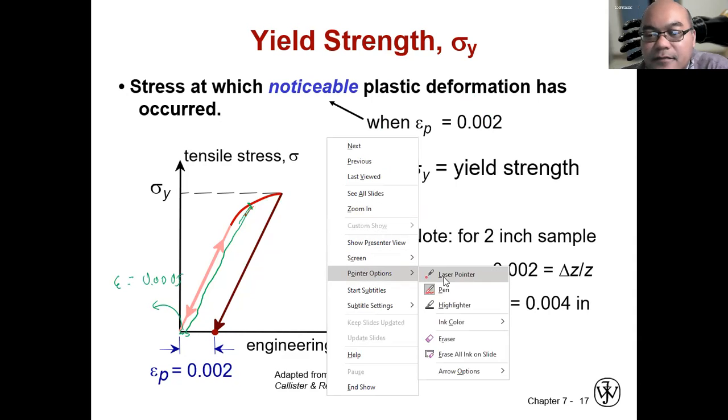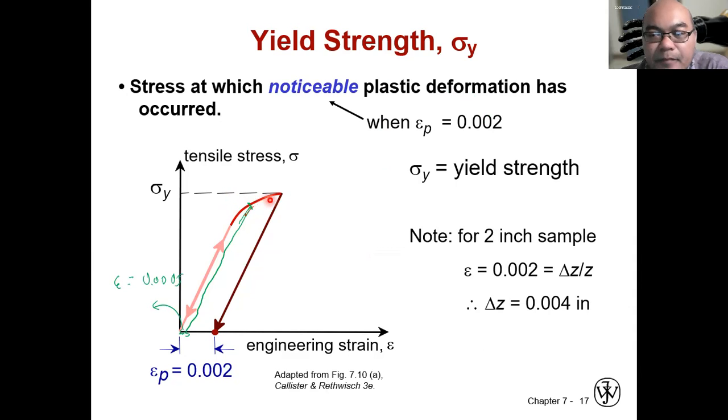However, when we further pull and pull until here, and then the sigma is released, it will still deform here, and this deformation can be noticed by bare eye. In this case, for example, the plastic strain is 0.002, or 0.2%. So in that case, this is the yield strength.